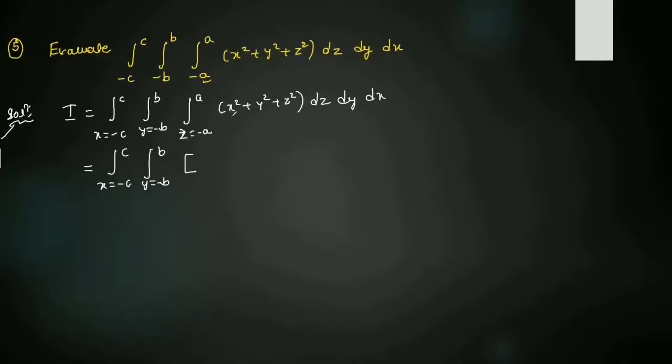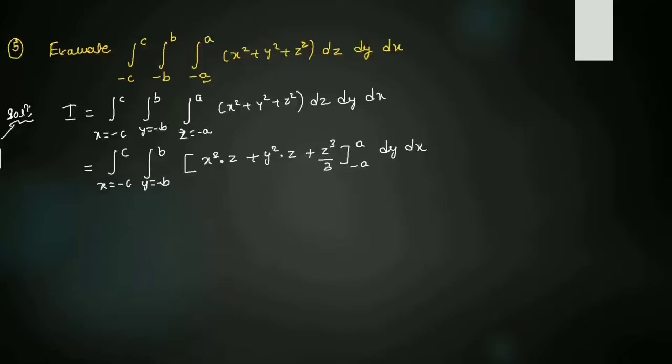Now, what is the integration of x square with respect to z? x square z, because it is a constant. What about y square? y square z, because y square is also constant. But what is the integration of z square with respect to z? z cube by 3. And what are the limits? Minus a to a. dy dx, keep it as it is.